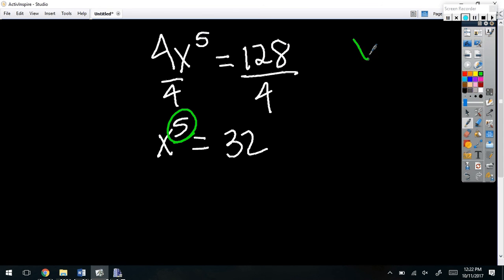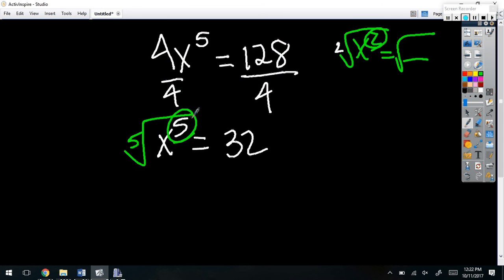If you think about when I had x squared equals some number, to get rid of the square, I square rooted it. And now that you know a square root has an imaginary 2 in it, if I take that same root here, so if I do the fifth root, that's going to cancel out that exponent. So fifth root both sides. Is it a plus or a minus, or does it keep the sign? Keep the sign. Why? It's an odd root.